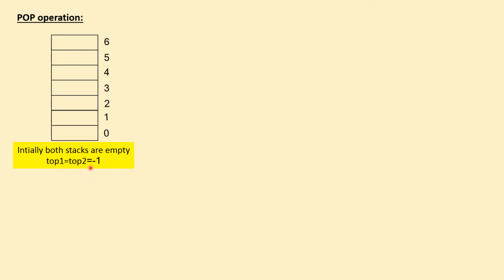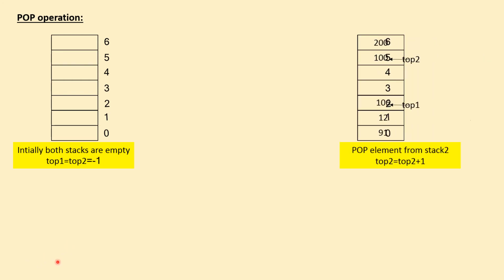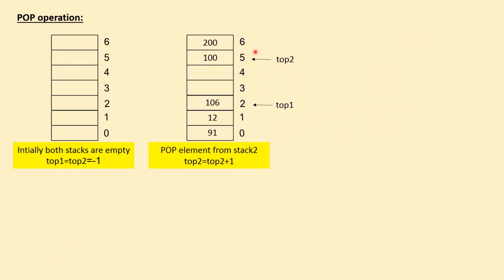If both these pointers are equal to minus 1, then we can say that initially your stack is empty. Now suppose in the next figure you see that there are 2 elements in stack 2 and 3 elements in stack 1.